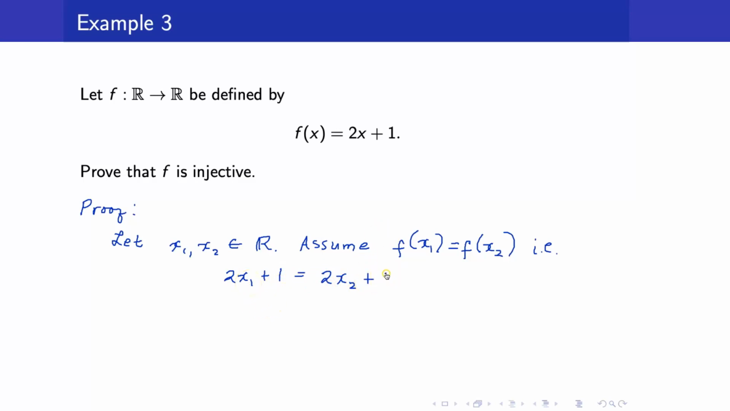That should be 1. And of course, subtracting 1 from both sides, we get 2x1 equals 2x2, and then dividing both sides by 2, I'm no longer writing it. So there, we have just shown that the pre-images x1 and x2 must be the same. So that is the end of the proof.